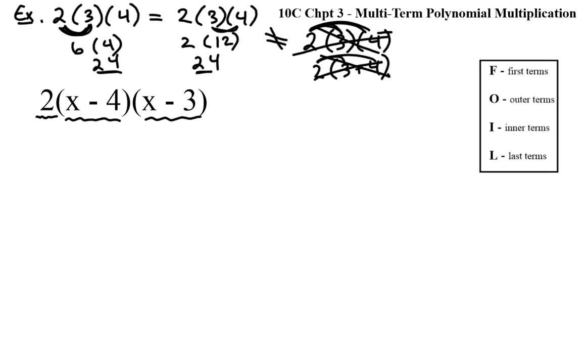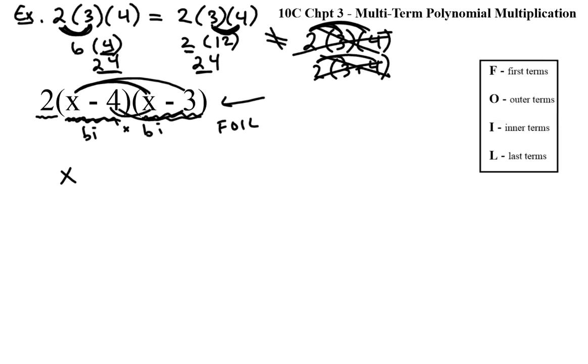How do we multiply 3 factors? Multiply 2 and then multiply the third. Or multiply the second 2 and then multiply the third. Same thing with polynomials. You want to multiply 2 of the terms. Personally, I see that I have a binomial times a binomial here, so I like to do FOIL first. So I need to do the FOIL process for that binomial.